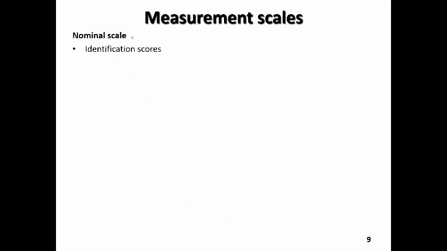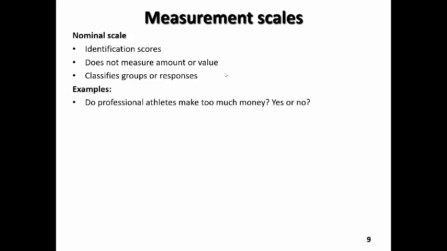And a nominal scale of measurement essentially just identifies different scores. And if we apply a numerical value, and we'll take a look at some examples here shortly, the nominal scale does not actually measure an amount or assess a value to these scores. But all the nominal scale does is just classify groups or responses.